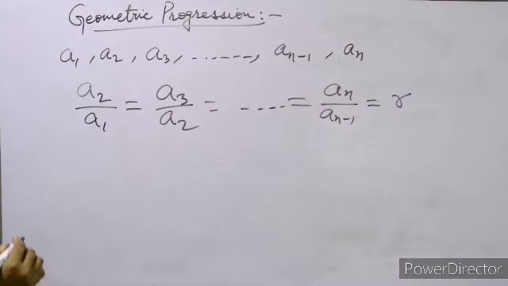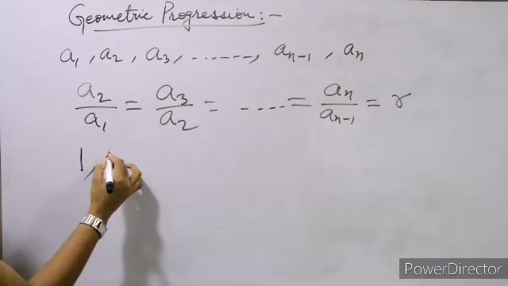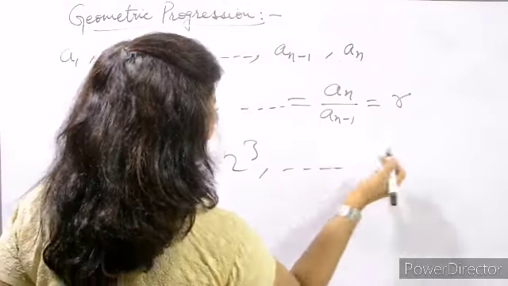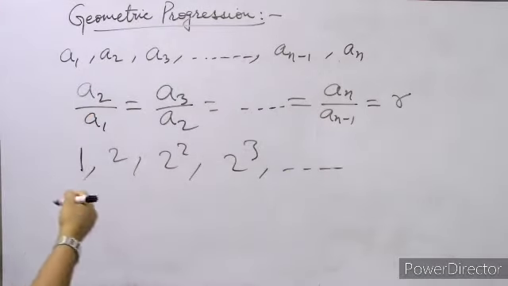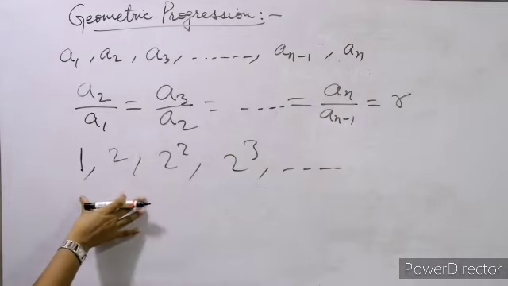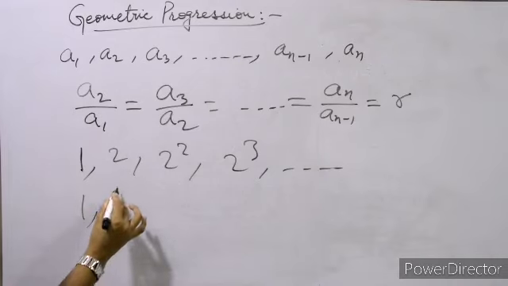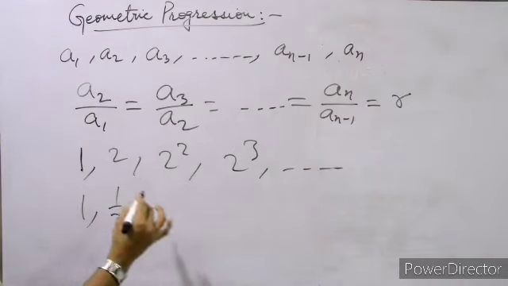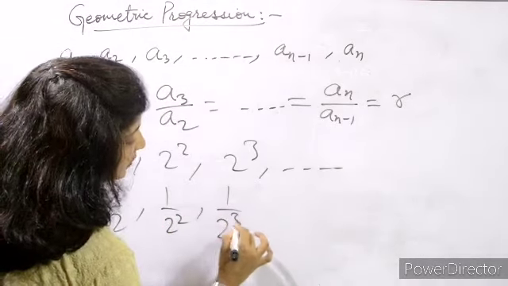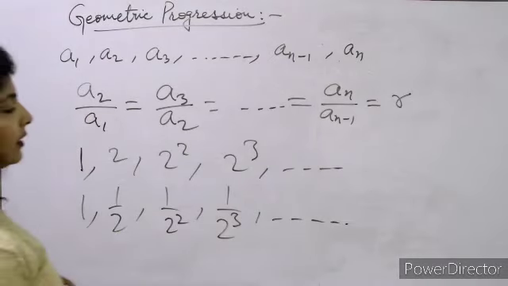Okay, so we'll see one example like 1, 2, 2 square, 2 to the power 3, dot dot dot is given. So this sequence will be called a geometric progression. Similarly, if this is given: 1 upon 2, 1 upon 2 square, 1 upon 2 to the power 3 and so on, this will also be called a geometric progression.